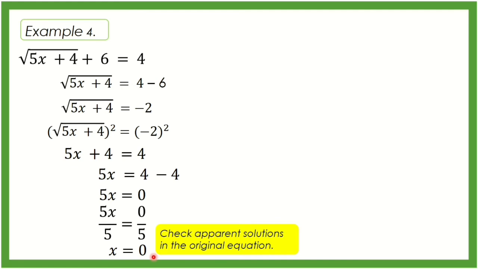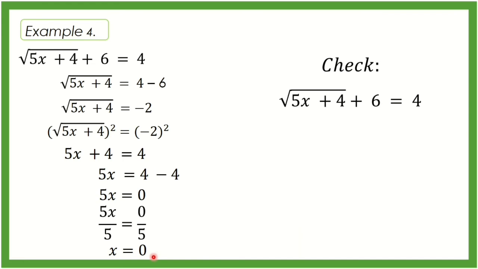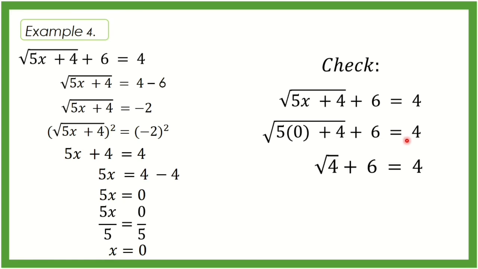I-check natin yung ating nakuhang solution sa original equation. This is our original equation. Substitute 0 to x. We have square root of 5 times 0 plus 4 plus 6 equals 4. 5 times 0 is 0 plus 4, that is 4. We have square root of 4 plus 6 equals 4. Ang square root ng 4 ay 2. 2 plus 6 is 8. Is it equal or not equal to 4? Ang 8 ay hindi equal sa 4.